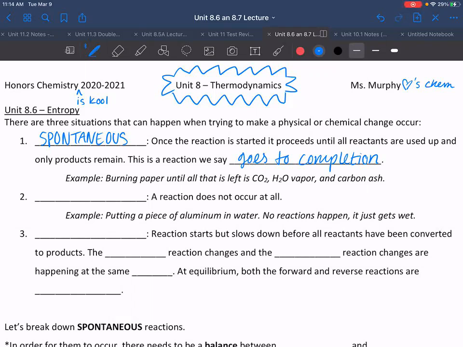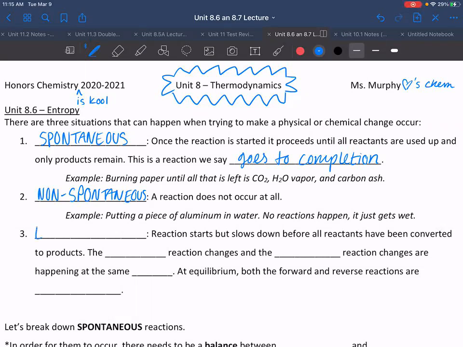Then we have a non-spontaneous category. As you could probably assume, this does not happen at all. If I had a cup of water and threw a piece of aluminum in it and told it to react, it wouldn't do anything. It would just get wet. So this is an example of mixing two things together that will not make a reaction, therefore it is non-spontaneous.